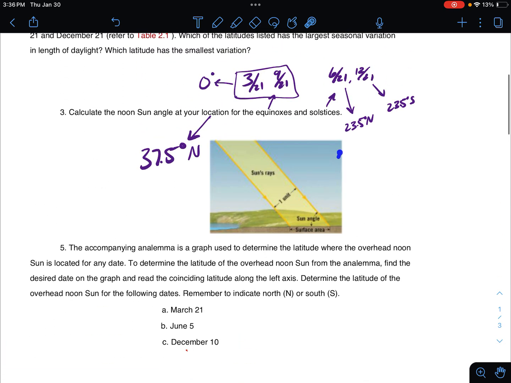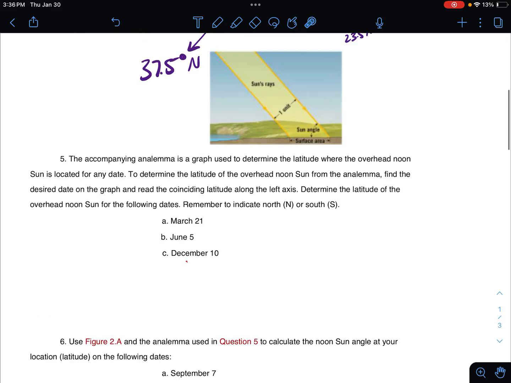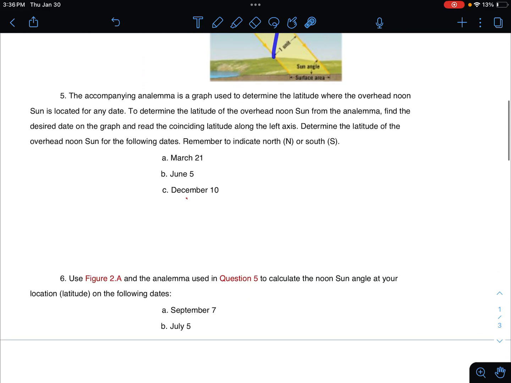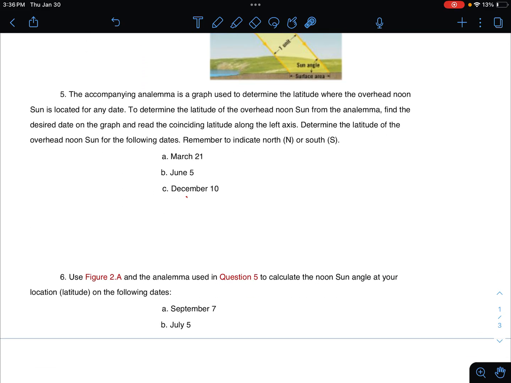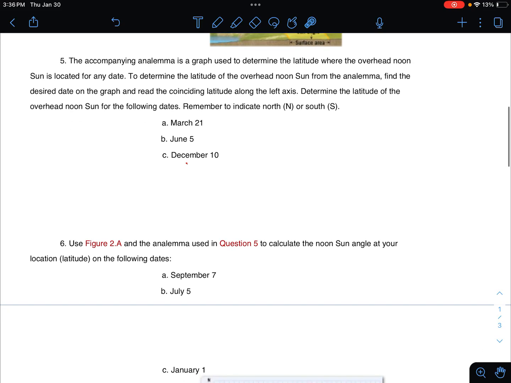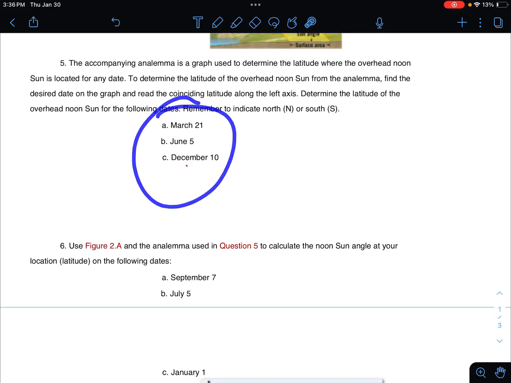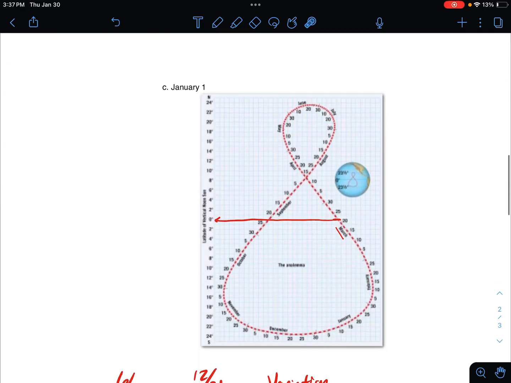Okay. Number 5. Oh, ignore this picture. That was not supposed to be in there. I meant to take that out and I forgot to. Sorry. I also took out number 4, which went with that picture. Okay, so number 5 says the accompanying analemma is a graph used to determine the latitude where the overhead noon sun angle is located for any date. So what we're supposed to do here is take one of these dates. I'm going to start with March 21st and figure out where the sun is directly overhead.